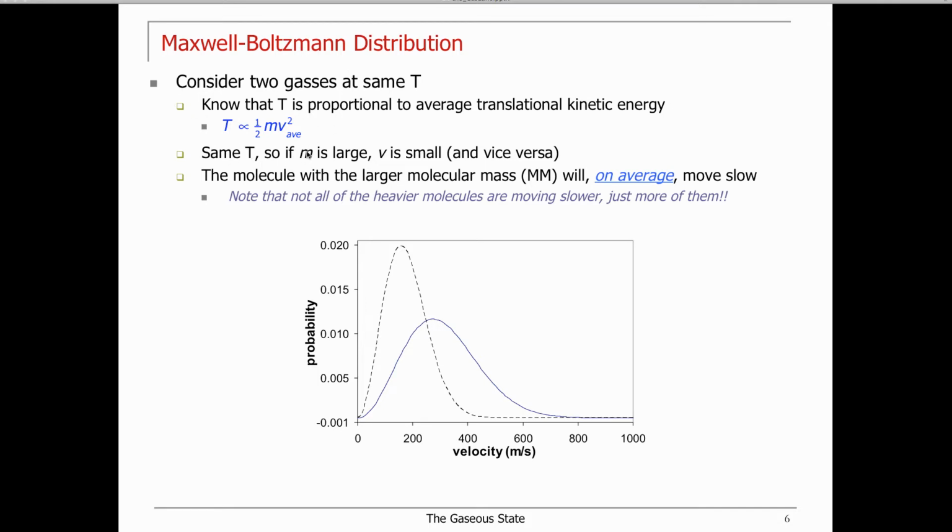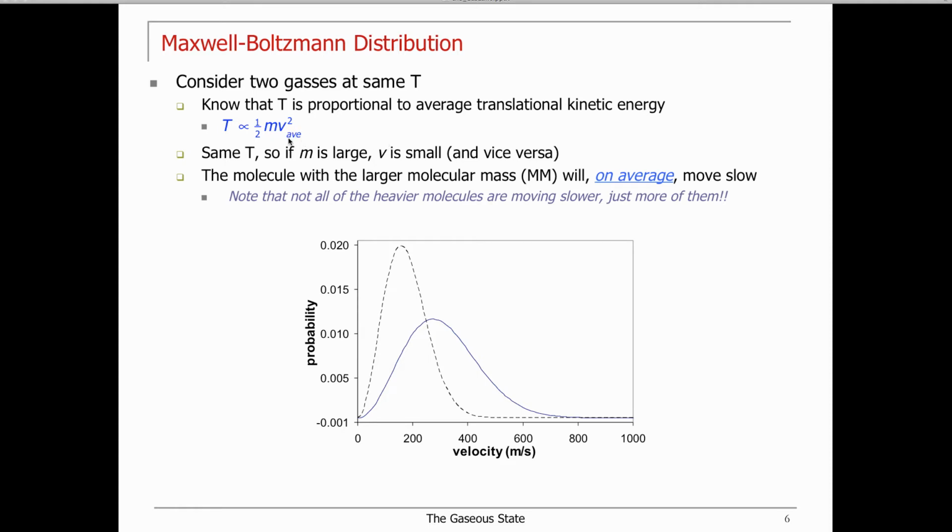We're discussing the Maxwell-Boltzmann distribution because it'll help us with what we're going to move on to today. Most importantly, we need to remember that the temperature was defined in the kinetic molecular theory to be related to the average kinetic energy. So if we have two different gases of different mass, the larger mass will have a smaller or slower average velocity.